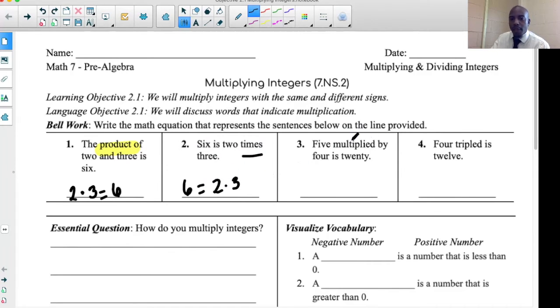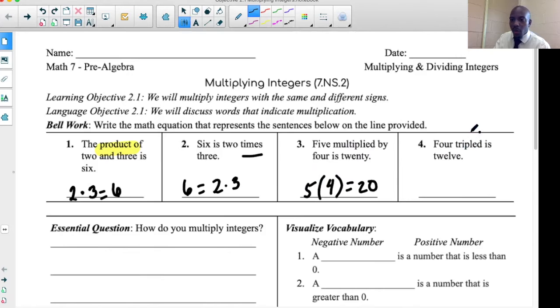5 multiplied by 4 is 20. So multiply once again, 5 multiplied by 4 is 20. Notice how we're reading it. This is the way, if you were to read a numerical expression, these are the words that you would use.